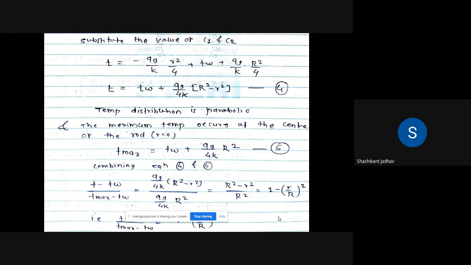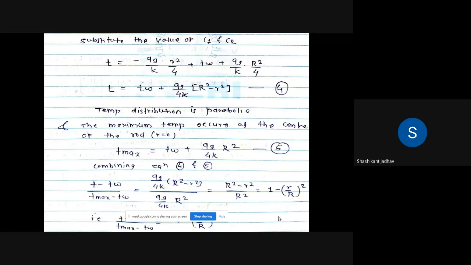This is equation number 5 which is related to the Tmax. So in this equation, TW is given, R is given, K is given. So only unknown is QG. So how to find out that QG value? First of all, we have to think about that QG. QG is nothing but heat generated per unit volume. So how to calculate that heat generated per unit volume?